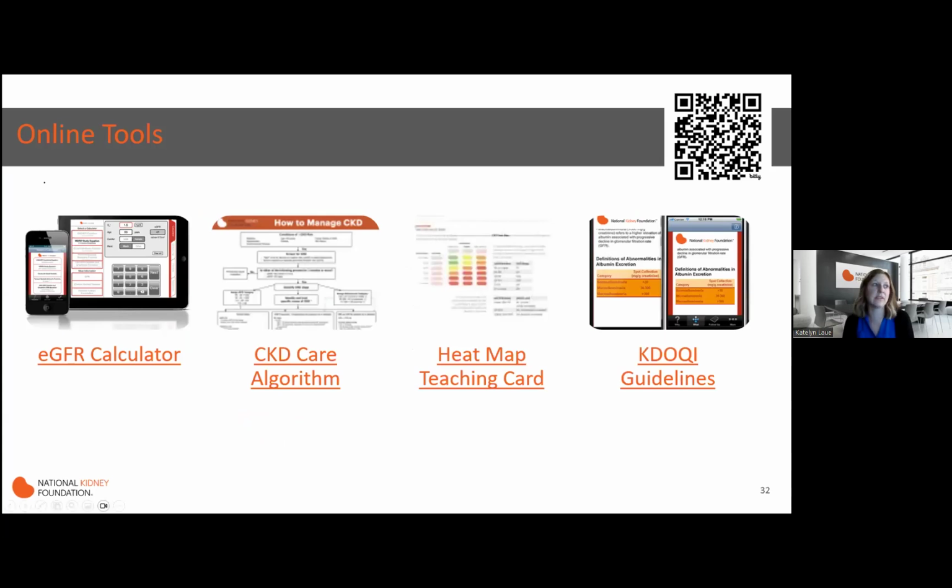In addition, we have a lot of freely available tools online for clinicians: eGFR calculators to calculate what that kidney function is, a CKD care algorithm that walks through how primary care clinicians should be testing for and managing their CKD patients, and a teaching card that helps clinicians explain to patients how to understand those two laboratory results, the eGFR and the UACR, together and understand their risk of kidney disease.